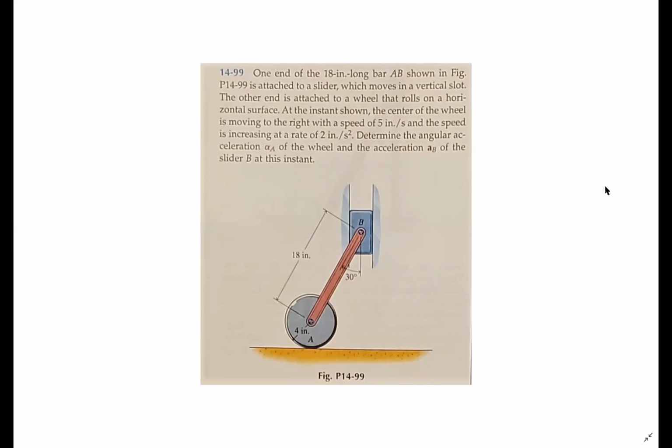This is problem 14-99. One end of the 18-inch long bar AB shown in the figure is attached to a slider, which moves in a vertical slot. The other end is attached to a wheel that rolls on a horizontal surface. At the instant shown, the center of the wheel is moving to the right with a speed of 5 inches per second, and the speed is increasing at a rate of 2 inches per second squared. Determine the angular acceleration alpha sub A of the wheel and the acceleration a sub B of the slider B at this instant.